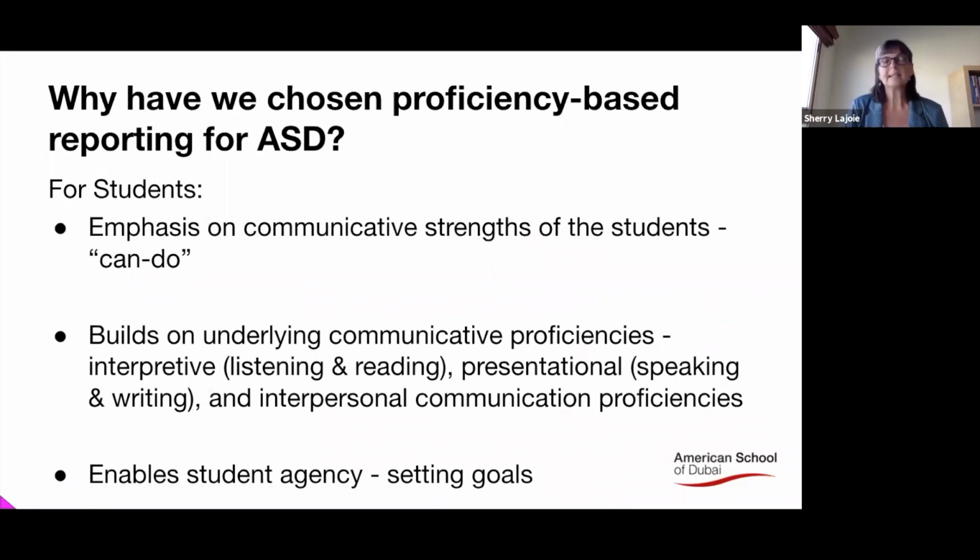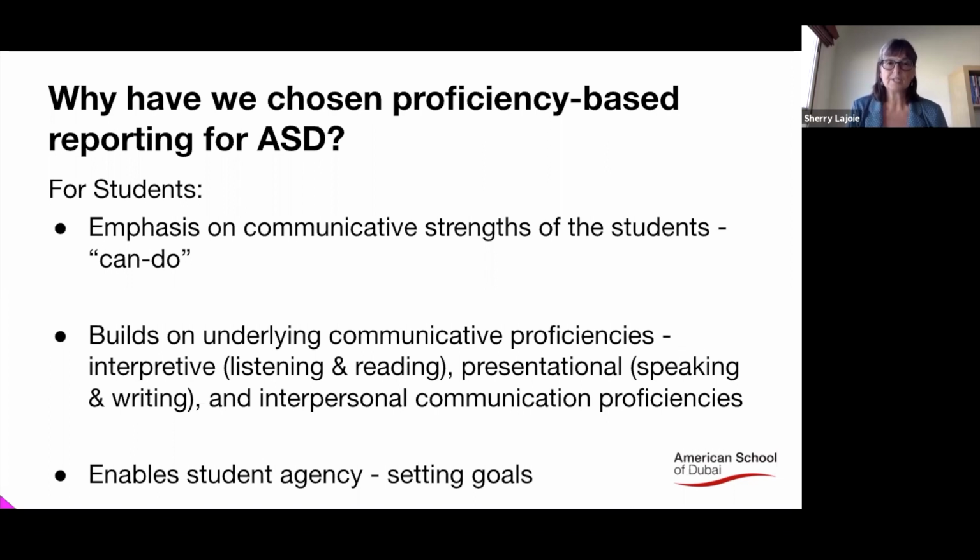For the students, it enhances student learning. There's an emphasis on the communicative strengths of the students, what they can do in the language, and then what they need, making visible to them what their next steps are to build their skills in any particular mode of communication.